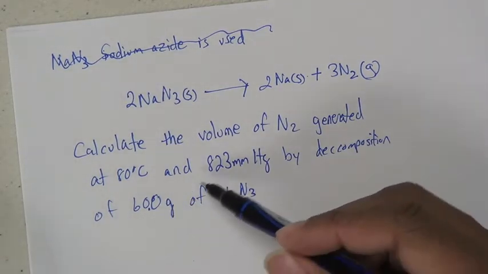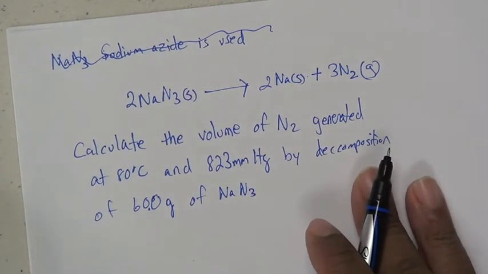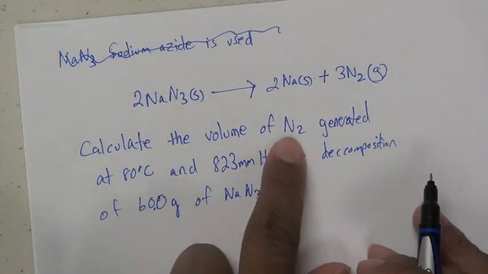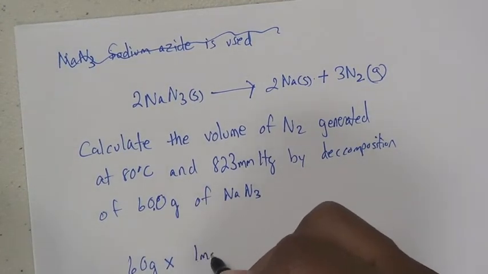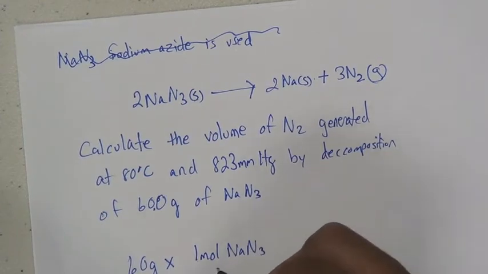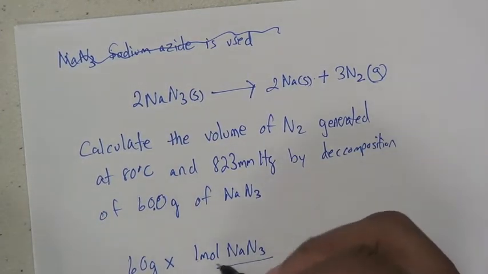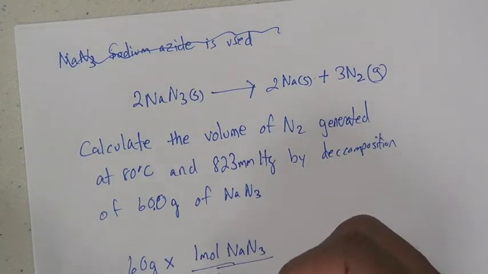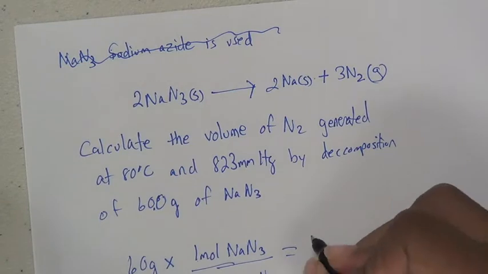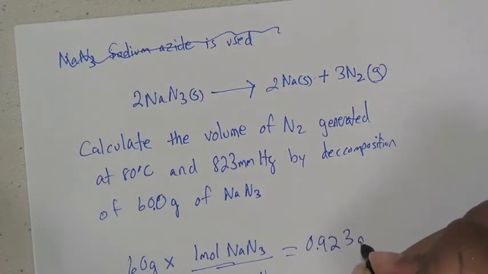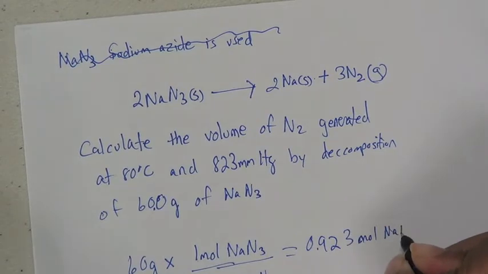So the first thing we have to do is convert this 60 grams into moles. That's always the key. We want to know the volume. So we say 60 grams times 1 mole of sodium azide over the molecular weight of sodium azide, which is 65.02 grams. That gives us 60 divided by 65.02, which is 0.923 mole of sodium azide.